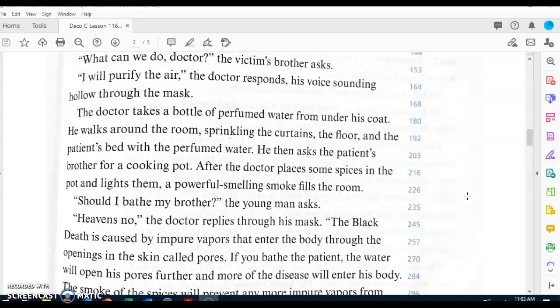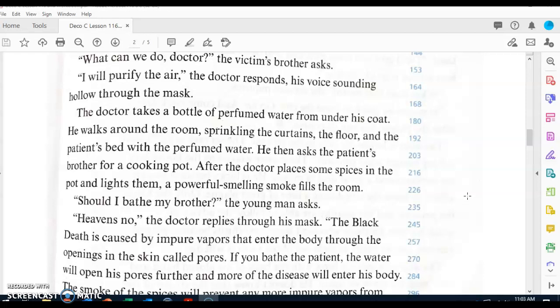What can we do, doctor? the victim's brother asks. I will purify the air. I'm sorry, boys and girls. I will purify the air, the doctor responds, his voice sounding hollow through the mask. The doctor takes a bottle of perfumed water from under his coat. He walks around the room, sprinkling the curtains, the floor, and the patient's bed with the perfumed water. He then asks the patient's brother for a cooking pot.